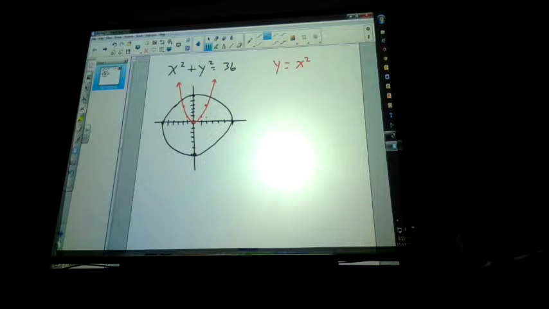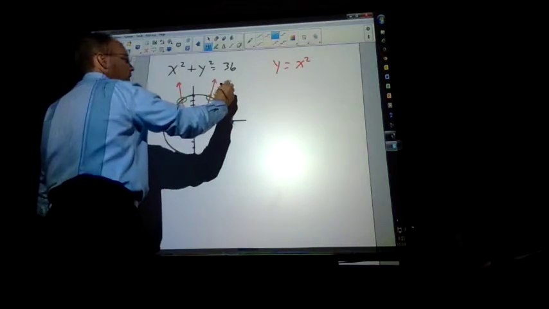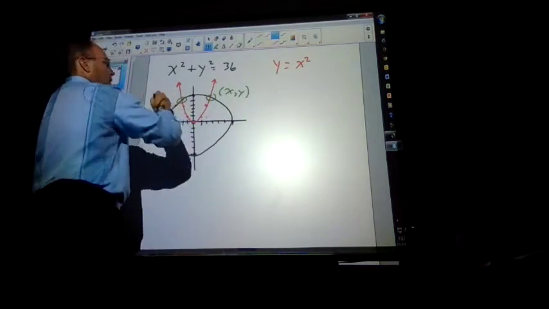How many solutions does it appear we have, and what would a solution be defined as? There's 2 of them. Why is that? They intersect twice. So we're going to have 2 answers to this problem, 2 ordered pairs. So this is going to be an ordered pair here as well as here. So I have x comma y here and x comma y here.